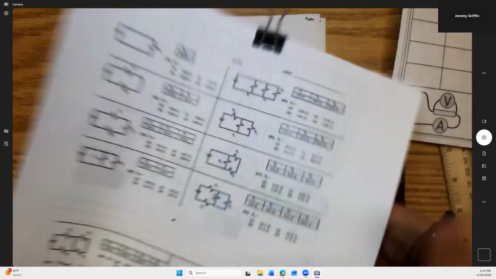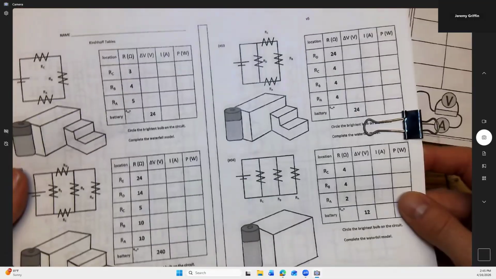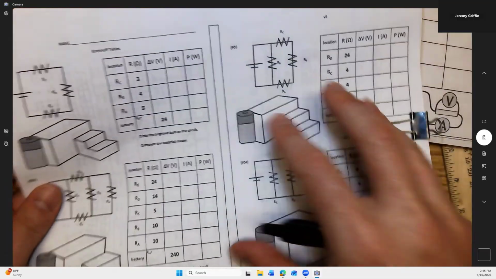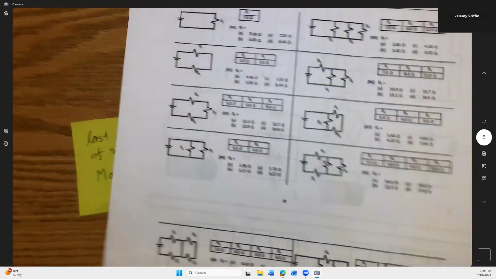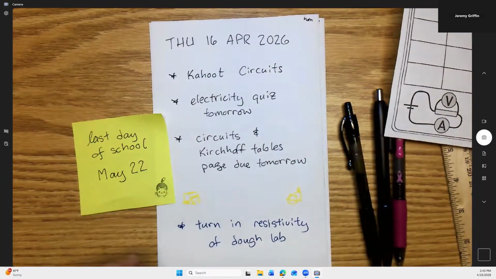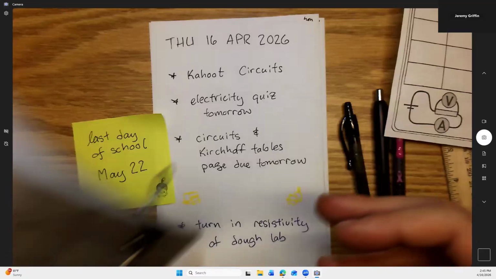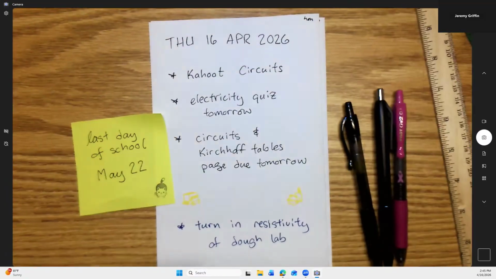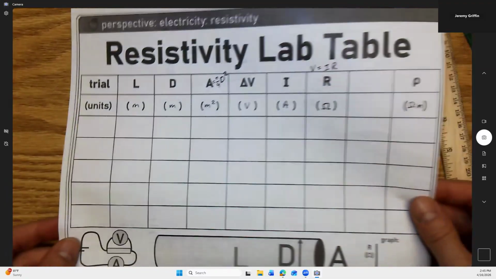This page here, you guys remember all these circuits and these four truth tables. Right, so I know I covered all the truth tables with you guys, a lot of these circuits. Some of you guys have turned in this page already, and if you haven't, then you can turn it in tomorrow. It might be pretty good for studying anyway, because then we have some quiz questions that could be good. And then yesterday, you guys did this resistivity of Play-Doh lab.